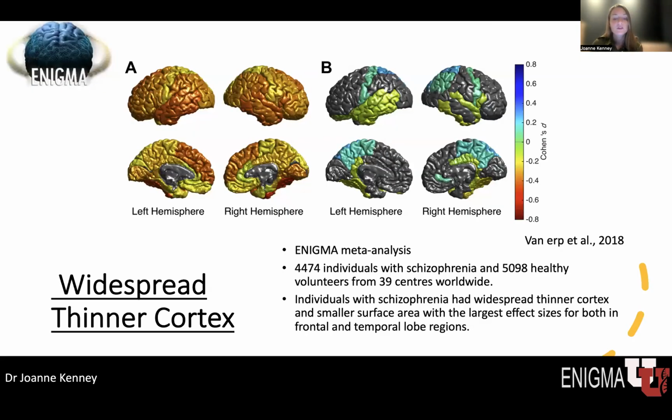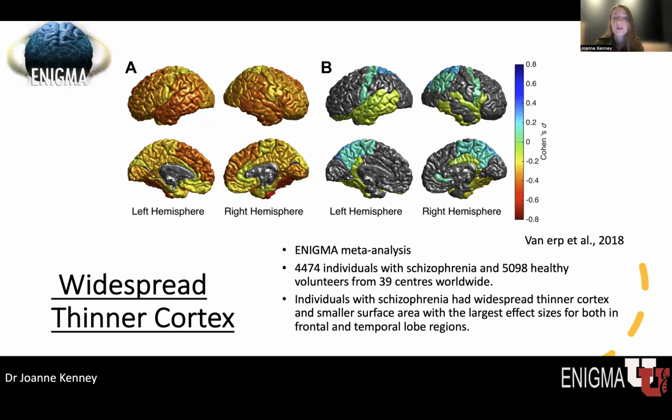The ENIGMA Consortium, which is the Enhancing Neuroimaging Genetics Through Meta-Analysis Consortium, is a worldwide collaboration. It includes 1,400 plus researchers from 43 countries around the world. They seek greater power to identify changes in the brain in numerous psychiatric and neurological conditions, including schizophrenia. So these studies include large sample sizes.